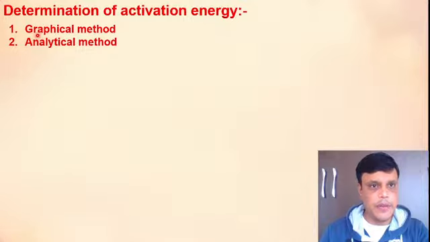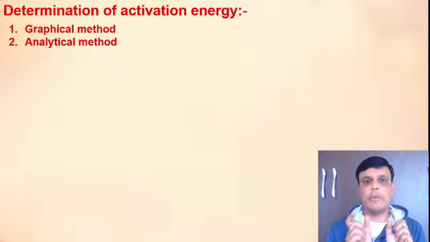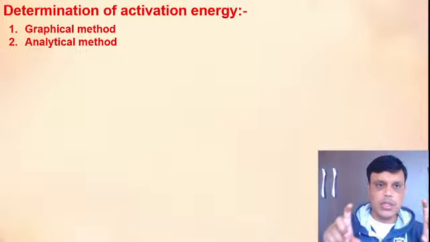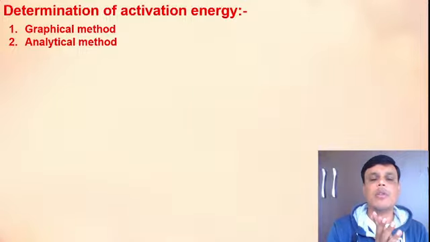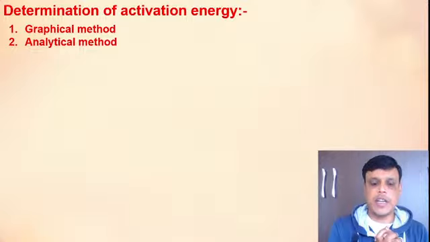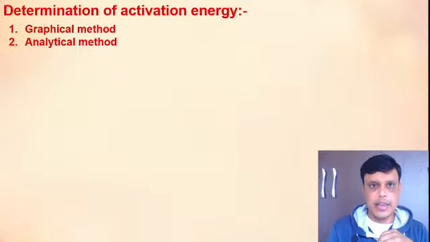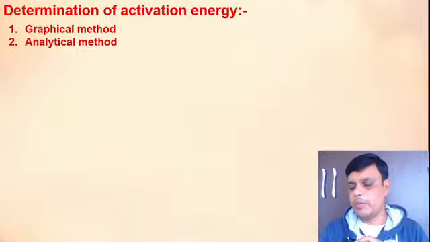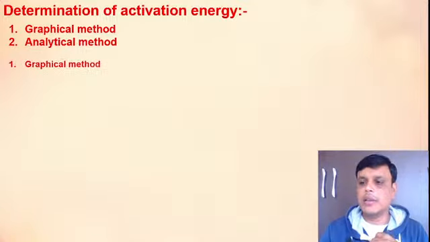The first method is the graphical method. We will derive the equation in y equals mx plus c form, and by using this equation you can plot a graph, and from the slope you can find the energy of activation. Another method is the analytical method. So two methods are there, and we will see them one by one. Let us start with method number 1, the graphical method.